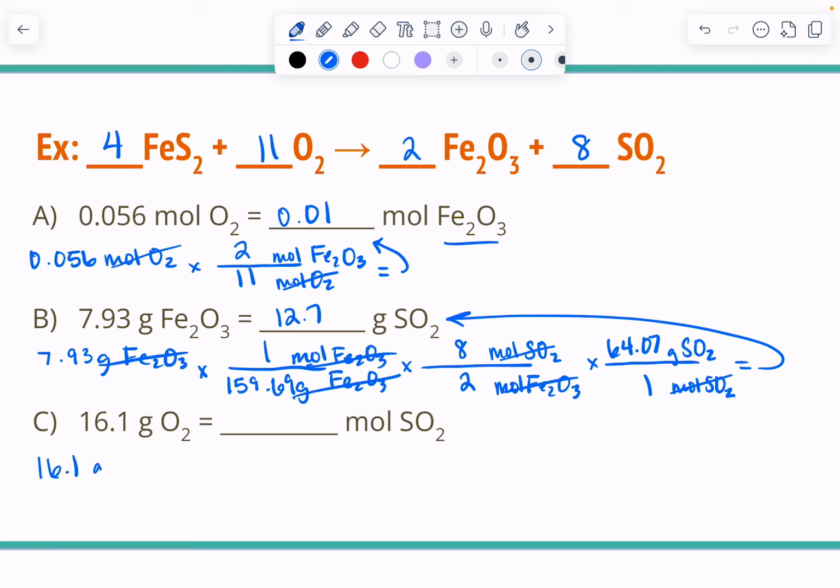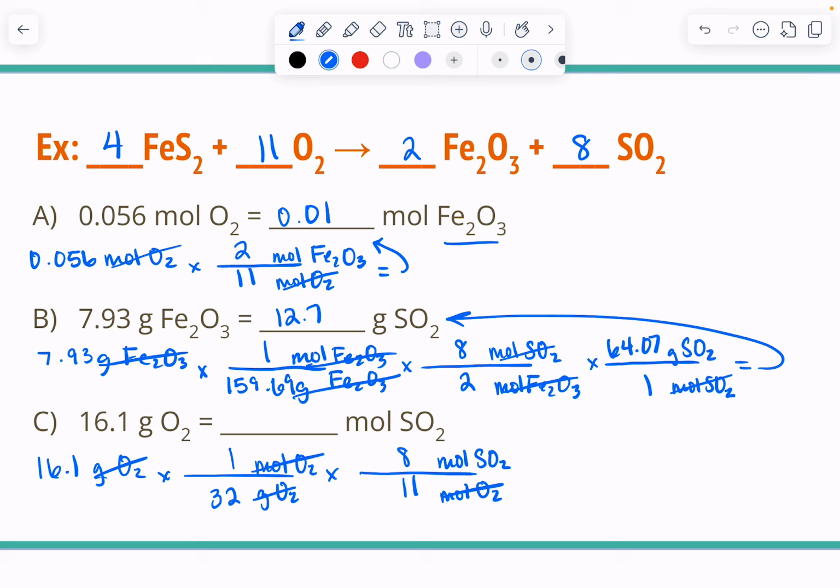So starting off with our given, which is 16.1 grams of O2. We're going to convert grams of O2 into moles of O2, and if we add up the two oxygens, it's going to be 32 grams. So grams will cross out. I'm now going to use my mole ratio to go from moles of O2 to moles of SO2. It's going to be an 8:11 ratio. Moles of O2 will cross out, and the answer that I'm left with is going to be 0.366 moles of SO2.